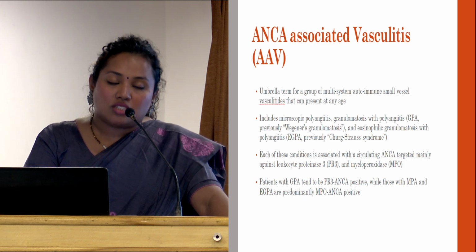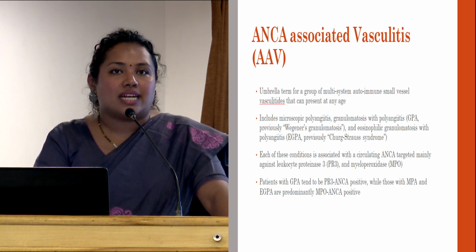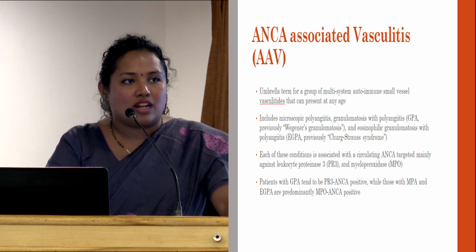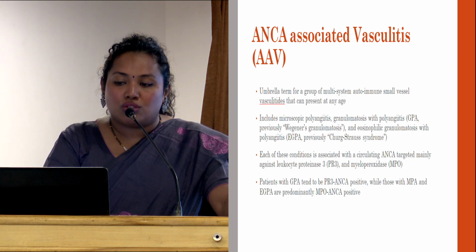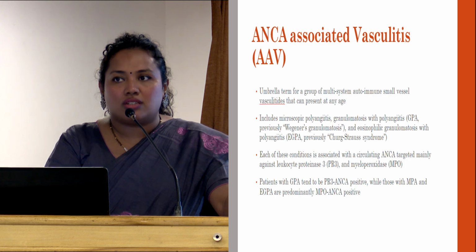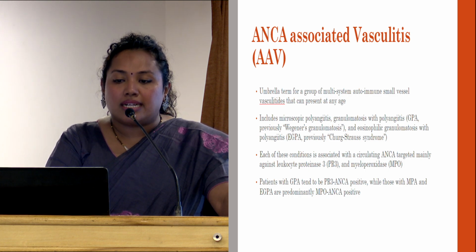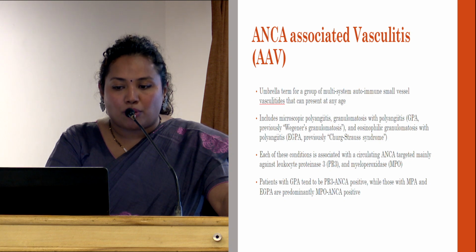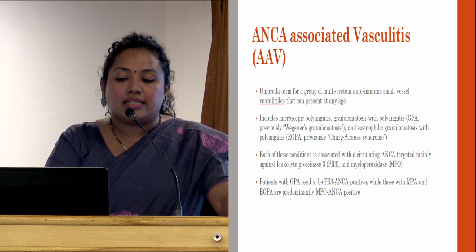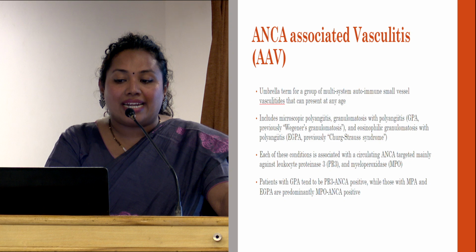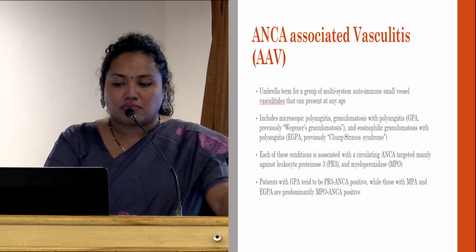GPA, or granulomatosis with polyangiitis, was initially known as Wegener's granulomatosis. EGPA was known as Churg-Strauss disease. They are not called that anymore. They are associated with antibodies, that is anti-neutrophil cytoplasmic antibodies, directed against one of two targets: the leukocyte proteinase 3, that is anti-PR3, or the anti-MPO antibody.